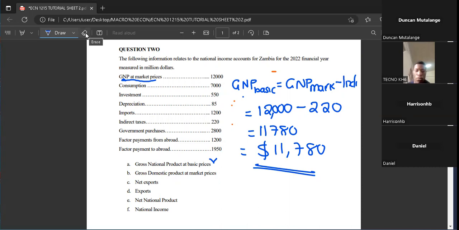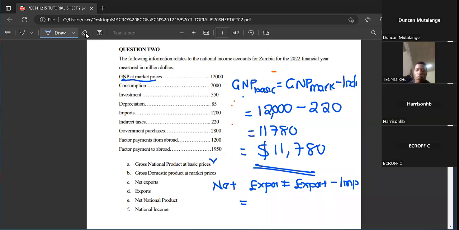Now the net exports, right? So net exports is just equal to what? You get your exports minus your imports, isn't it? Is that okay? Yes, sir. All right, so to get your net exports here, the only thing that you need is, what are your exports?